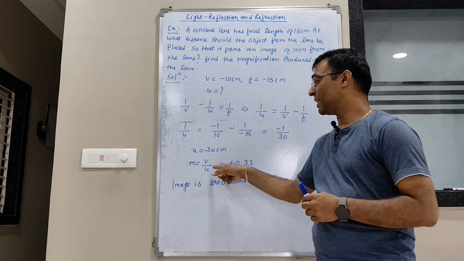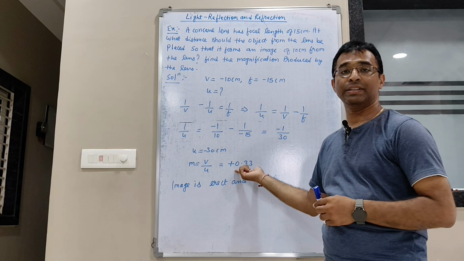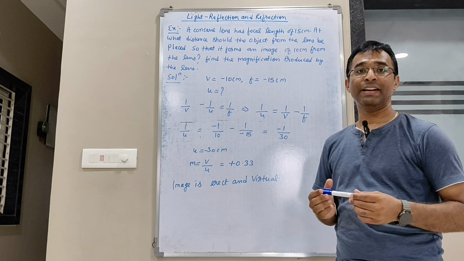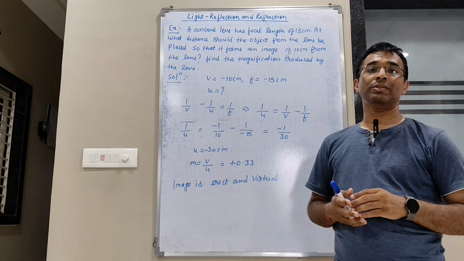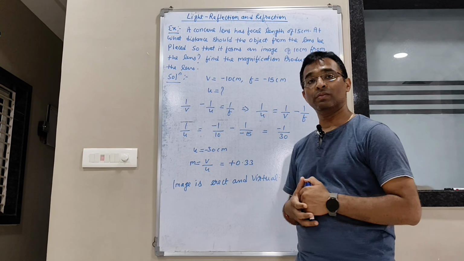Putting the values of v and u in the magnification formula, we will get the magnification as 0.33. Now focusing on the magnification, we get to know that the height of the image is lesser as compared to the height of the object. So the image formed will be erect and virtual.